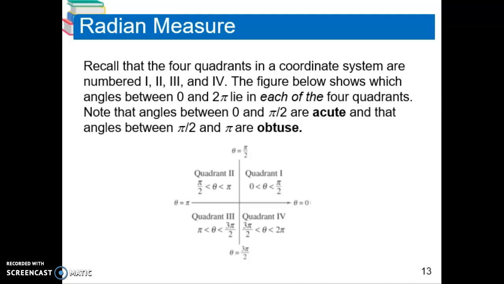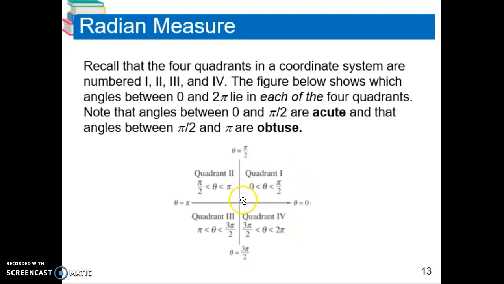Now, since we are putting our angles in the coordinate plane, it would be important to remember the names of our quadrants. Anything in here is quadrant 1. This is going to be an angle measure between 0 and pi over 2. Our next quadrant is quadrant 2, where we have angle measure between pi over 2 and pi. Then we move on to quadrant 3, where our angle measures would be between pi and 3 pi over 2. And lastly, in quadrant 4, we have angle measure between 3 pi over 2 and 2 pi.